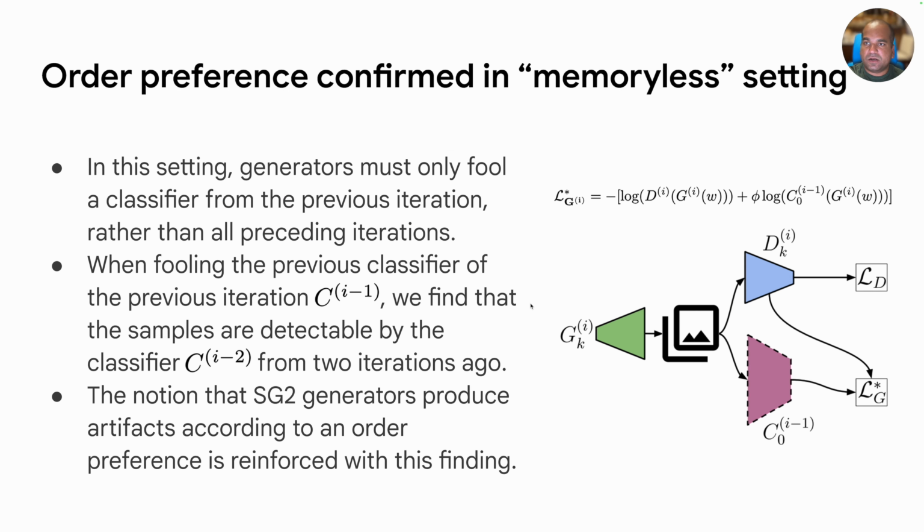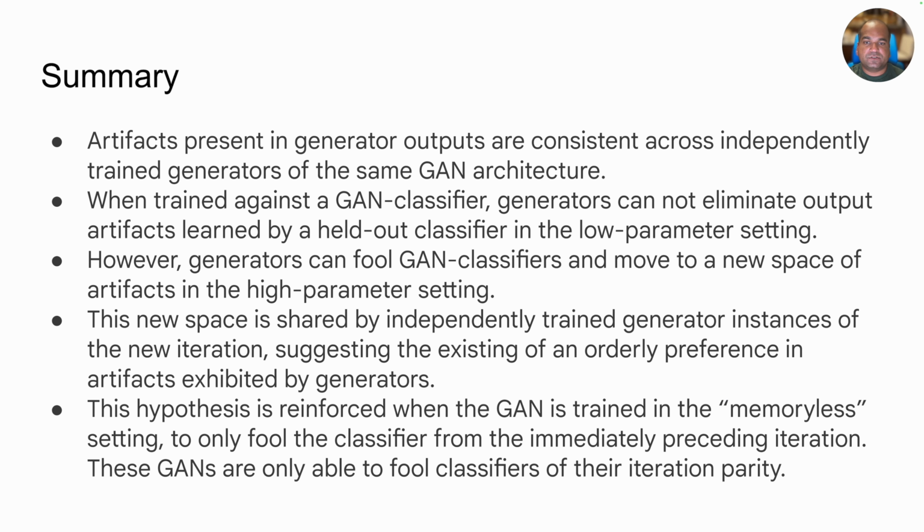And this notion of preference is confirmed in the memoryless setting, where if you only fool the classifier from the immediately preceding iteration, you are not fooling the classifier from two iterations ago, and so it goes back to what it should have been.